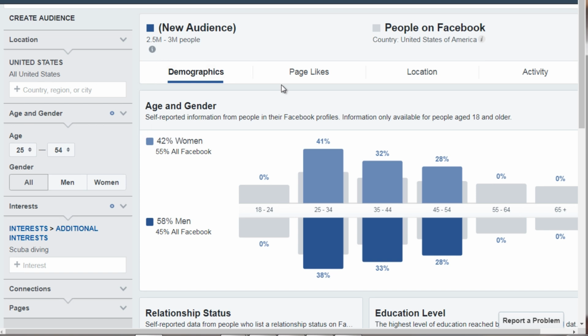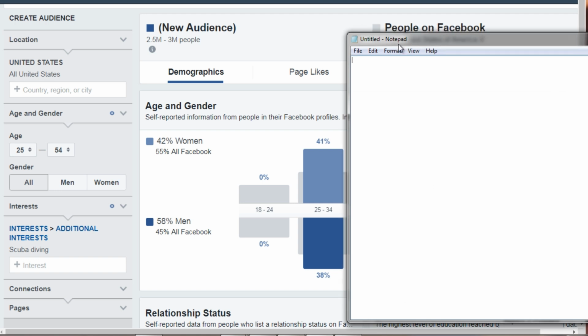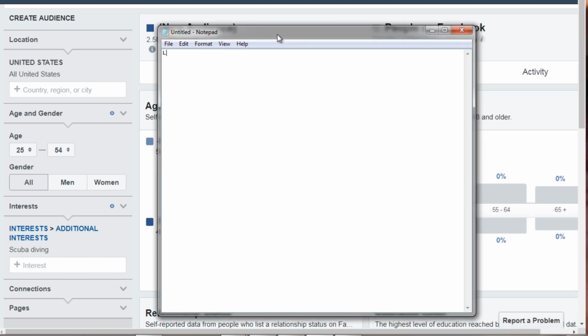So let's click on page likes. Now before that, let me go ahead and jot things down. Location in this case is going to be the United States. The age is going to be 25 to 54. The gender is going to be all. And in this case, the interest is going to be scuba diving. So all you're doing is simply jotting down what you see.